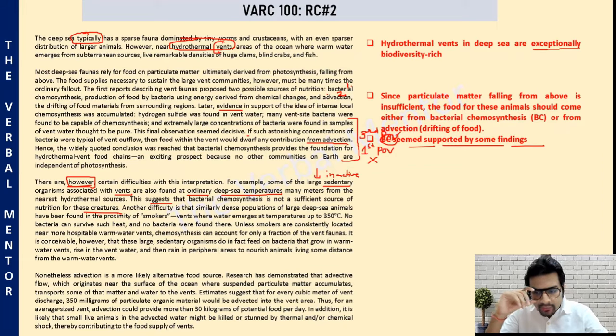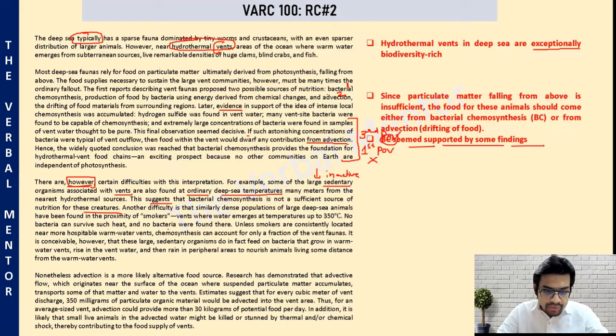So the author is trying to say that if bacterial chemosynthesis was the source, and bacterial chemosynthesis is possible only inside the vents, the large animals should reside only in the vent areas, in the vicinity of these hydrothermal vents. But the large animals can also be found in other areas at normal temperature where bacteria are not present. Therefore, bacterial chemosynthesis cannot be the source of food for these animals. That is what he's pointing out. So that's a problem with this bacterial chemosynthesis theory.